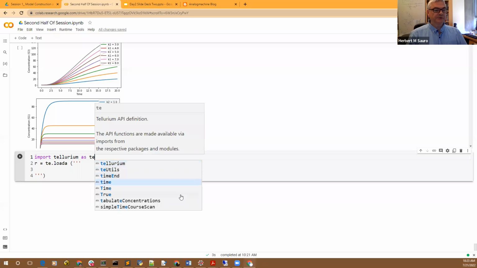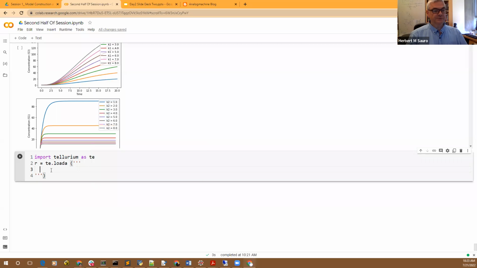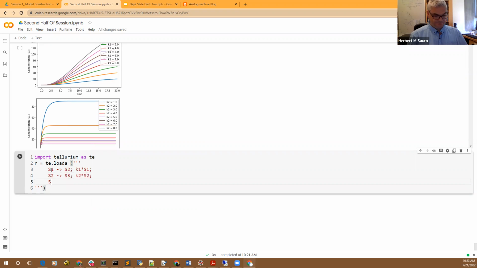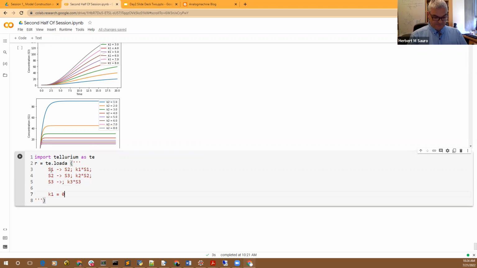Then, just so we can get the idea right of what we mean by steady state, I'm going to do this, just to do 3 reactions. I don't care what the last one goes to. So there are 3 reactions, and then I'll set up some random parameter values.